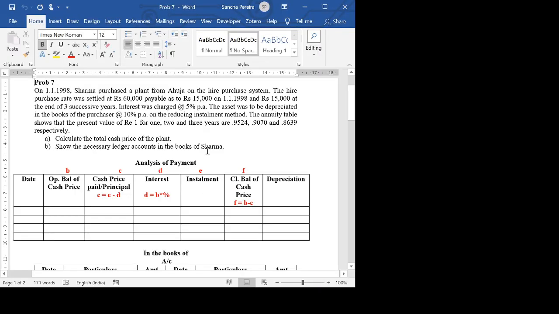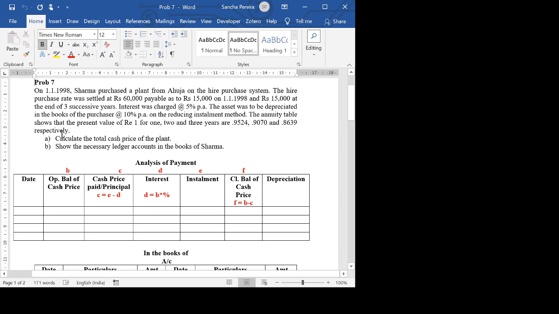Yes, that's correct. Opening balance, Aritika, yes, very good. It is a cash price that is missing. Now they have told us the cash price is missing. If you read this, the set was depreciated in the books of the purchaser at 10% per annum on the reducing installment method. The annuity table shows that the present value of rupee 1 for 1, 2 and 3 years are whatever it is.